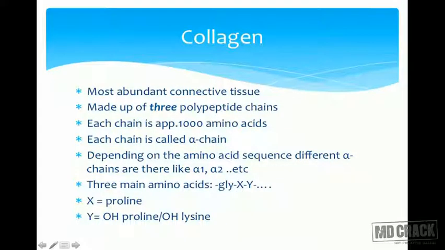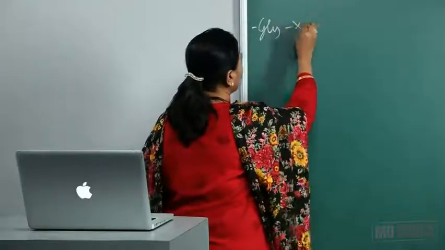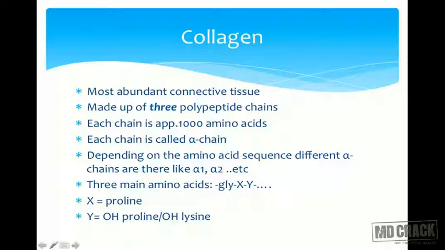It is made up of 3 polypeptide chains. I am giving an overview of the structure. Each chain is nearly 1000 amino acids. Each chain is called an alpha chain. Depending on the amino acid sequence difference, there are different types of alpha chains like alpha 1, alpha 2, etc. Collagen is made up of 3 main amino acids. It is always represented by the formula glycine-X-Y. What can be X? What can be Y? X can be proline and Y can be hydroxyproline or hydroxylysine.